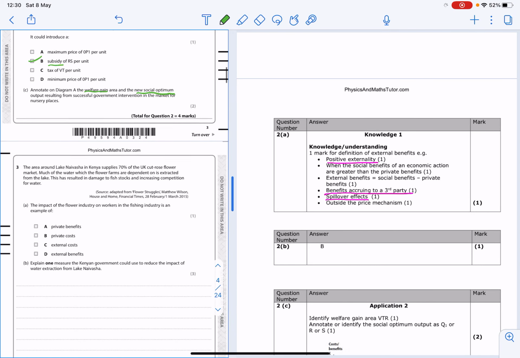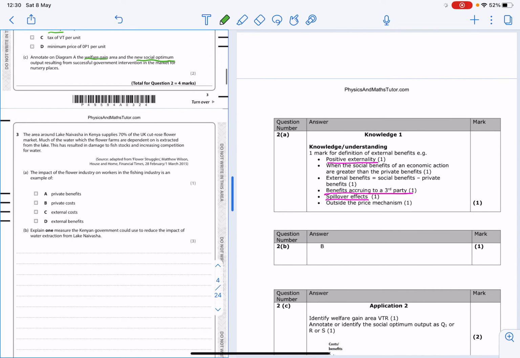Right, question 3. The area around Lake Naivasha in Kenya supplies 70% of the UK cut rose flower market. Much of the water which the flower farms are dependent on is extracted from the lake. This has resulted in damage to the fish stocks and increasing competition for water. So what's happening here is you've got a lake, the flowers need the water from the lake, and the fish need the water from the lake. If you take water from the lake for the flowers, the fish have less.